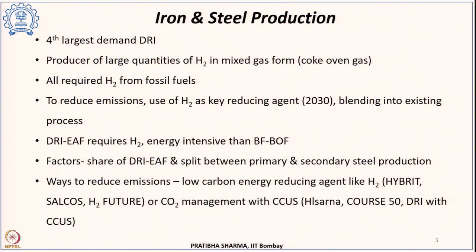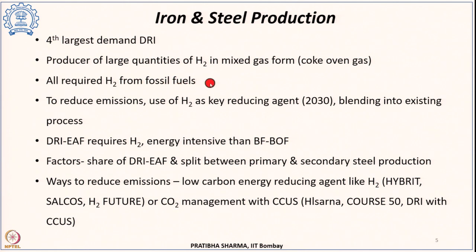Now, another major industry where hydrogen is being used in a mixed gas form is the iron and steel industry, and that is the fourth largest demand, for the DRI, direct reduction of iron, for production of steel. It is also, like the chemical industry, another major producer of hydrogen, but that is in the mixed gas form, coke oven gas. And whatever hydrogen is required is currently being produced from fossil fuels.